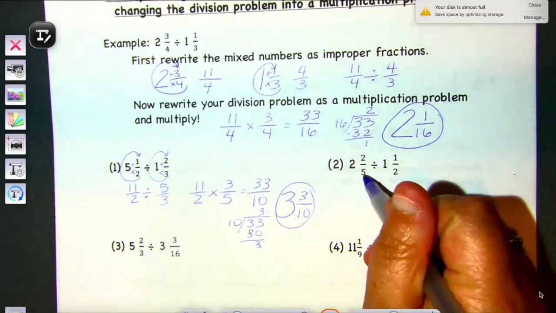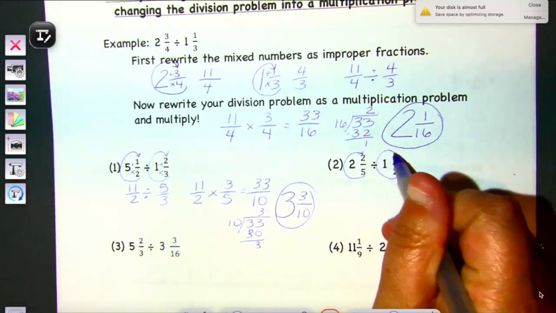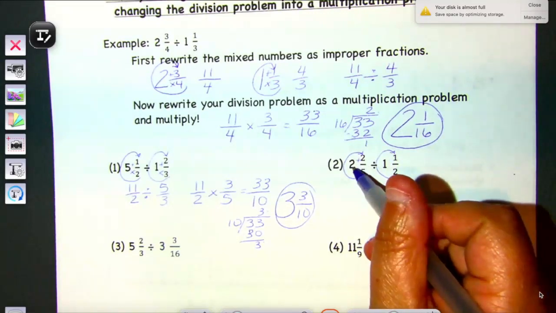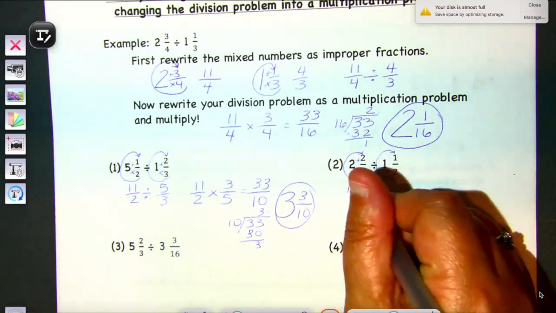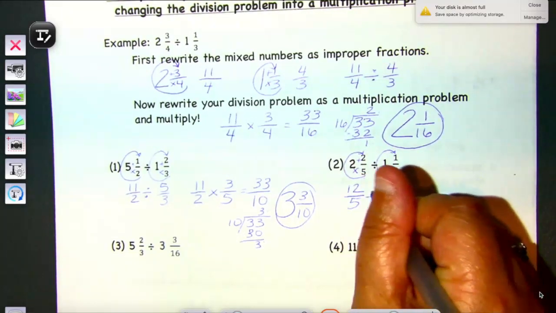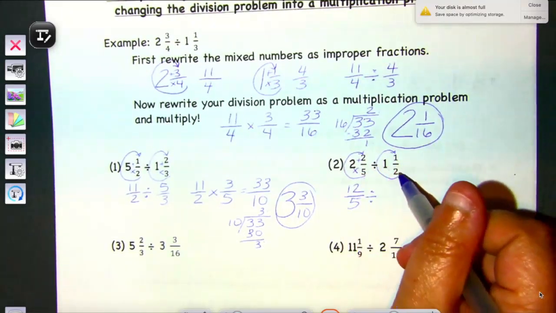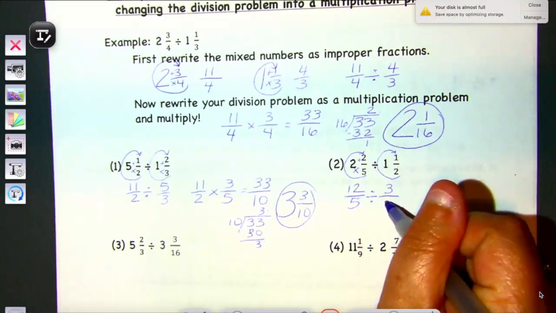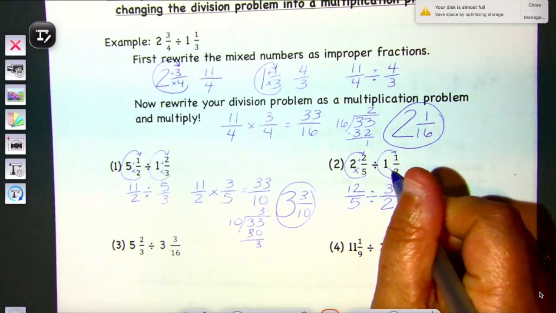All right, let's try the next one. So once again, we're going to do that circle-y thing to both of them where we multiply and then add. So 5 times 2 is 10, plus 2 gives us 12. So we're going to have 12/5 divided by, and then 2 times 1 is 2, plus 1 gives us 3. So we're going to have 3/2.